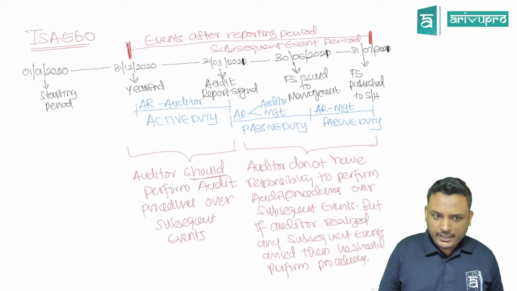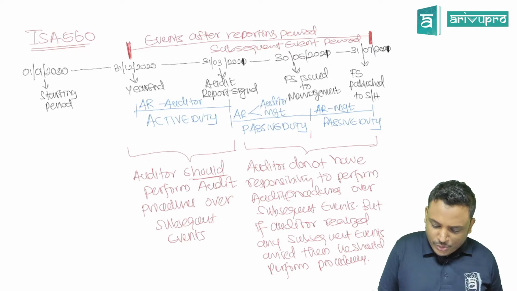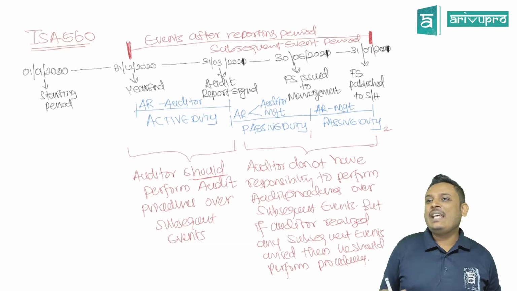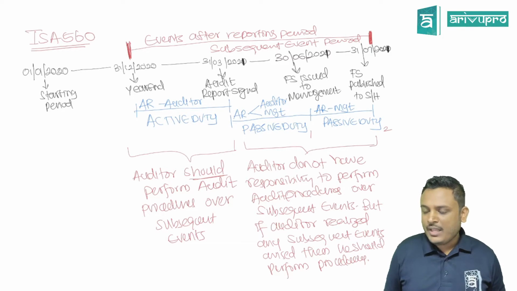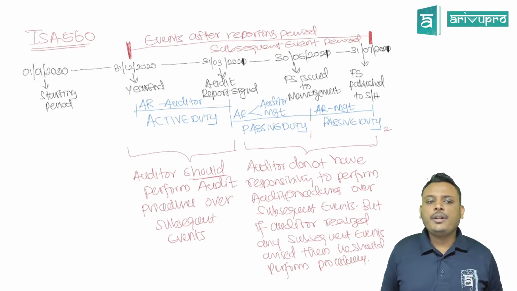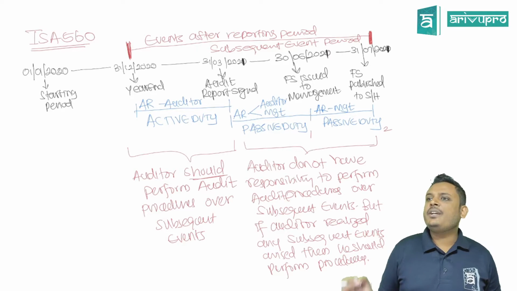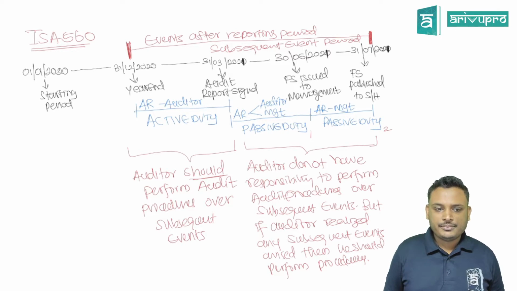Right, let's make it like this. Passive duty 1 and passive duty 2 for your convenience. But in your exam, normally it says passive duty. Passive duty 1, who holds audit report? There is a possibility of management holding report. There is a possibility auditor holding report.